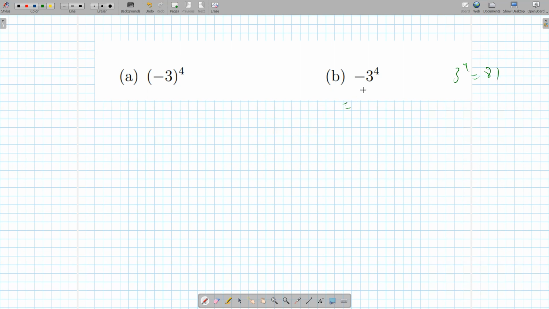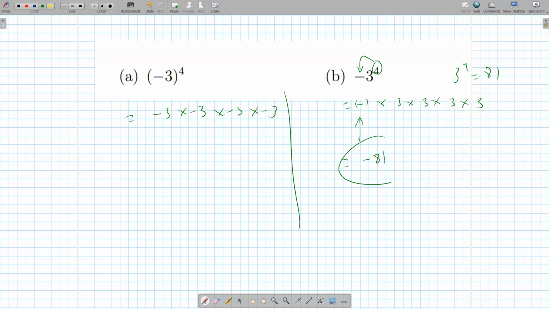Positive. So in this one, in B, this is what it means. You have a negative sign and then you're multiplying 3 4 times like that, you see? Compared to A, where we were multiplying the negative sign 4 times. In B, there's only one negative sign. The power 4 does not apply to the negative sign because it's not in a bracket, which means the final answer is going to be negative 81.